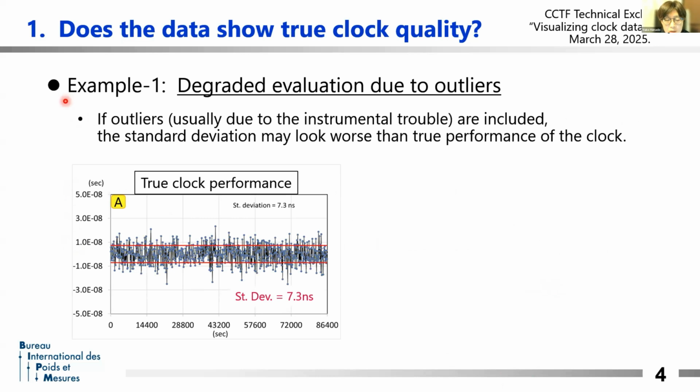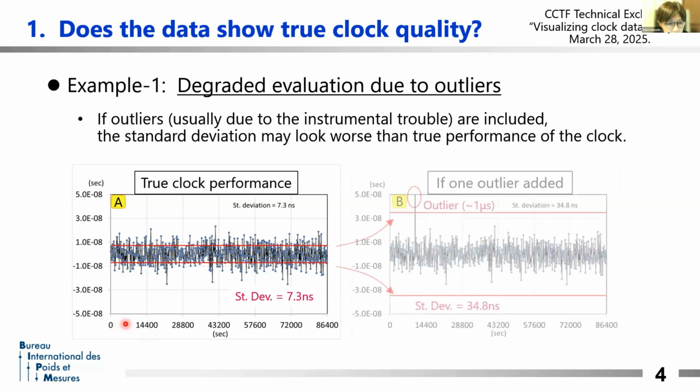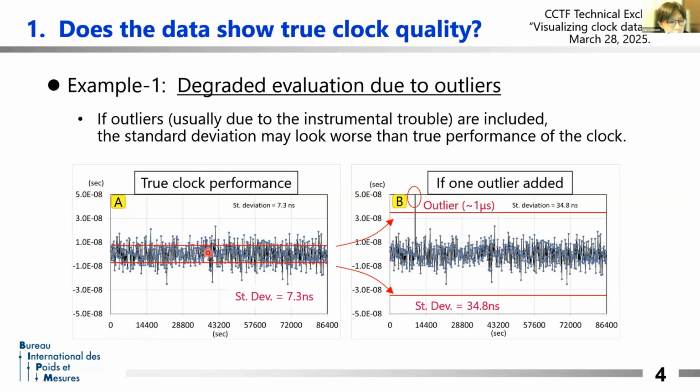It shows a degraded evaluation due to outliers. Plot A shows the true performance of the clock. However, if outliers, usually due to instrumental trouble, are included, the standard deviation may look worse than the true performance of the clock.